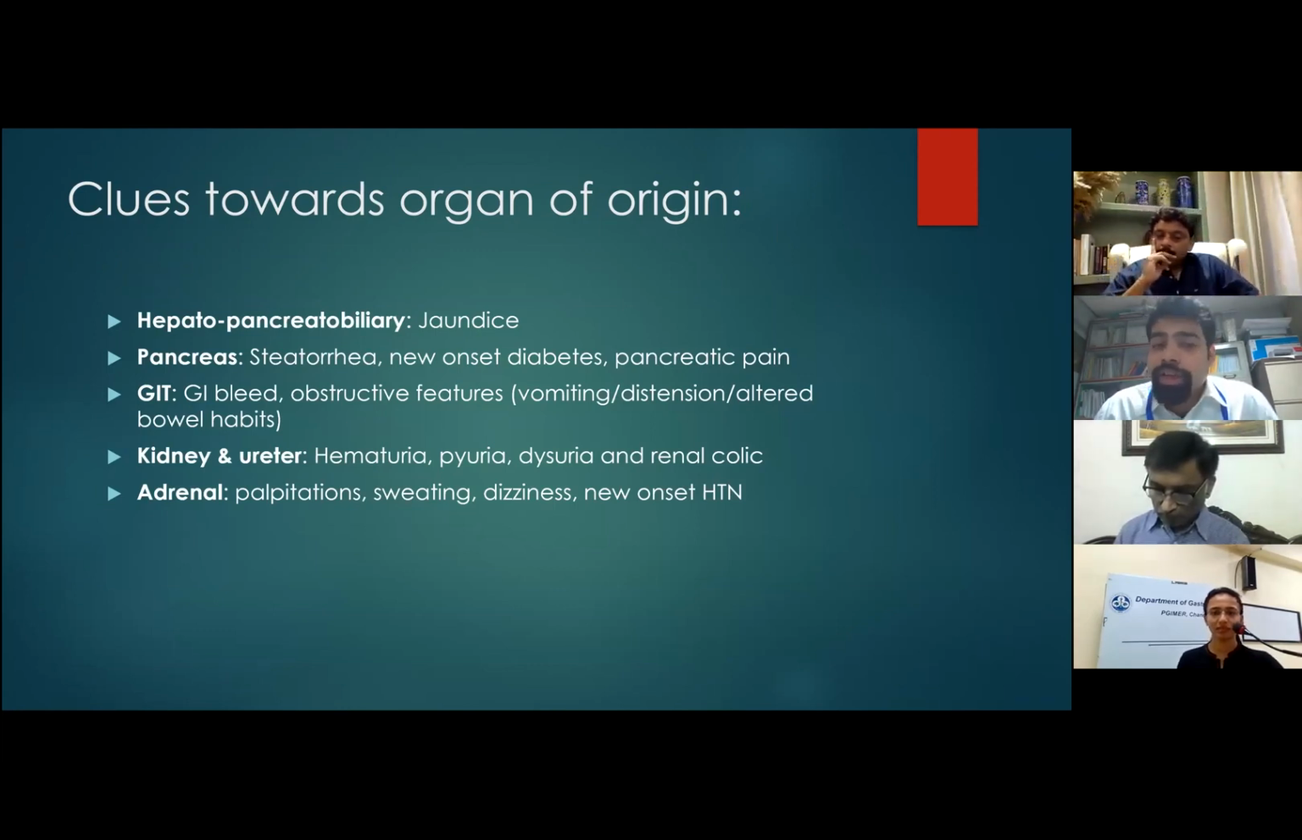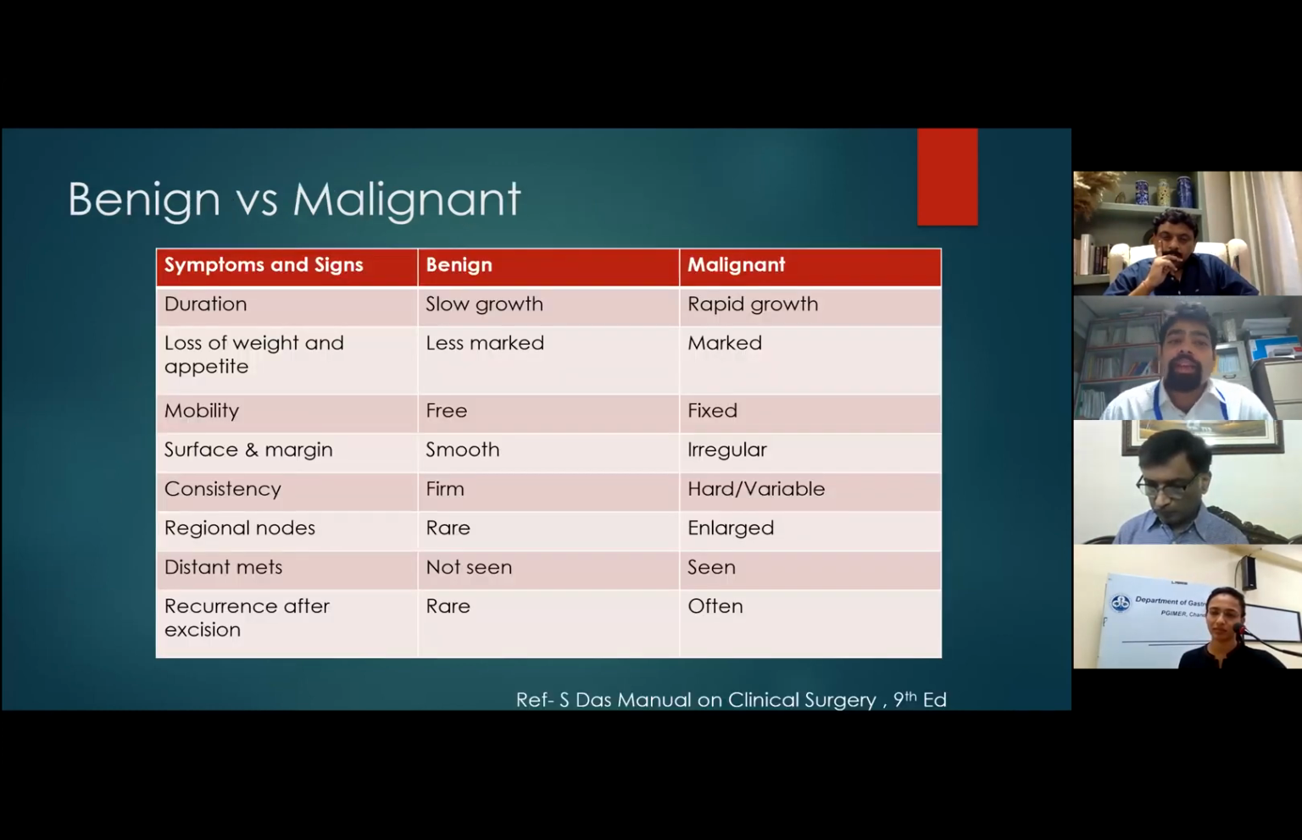If you are having urinary symptoms such as hematuria, pyuria, renal colic, think of the urinary system. And if the patient is symptomatic with palpitation, sweating, dizziness, new onset hypertension, you should always consider adrenal as a pathology. And then lastly, you should always consider benign versus malignant. Again, these are not infallible.